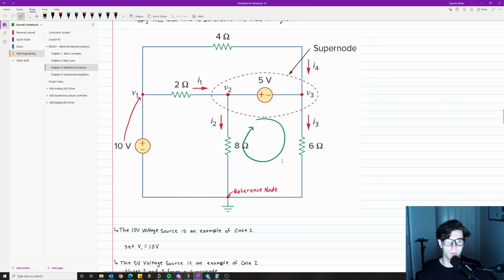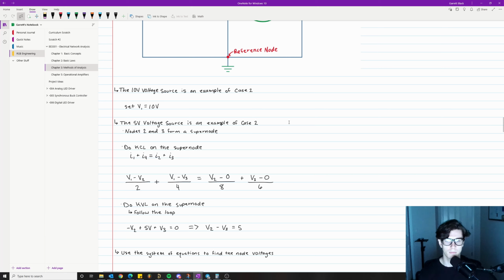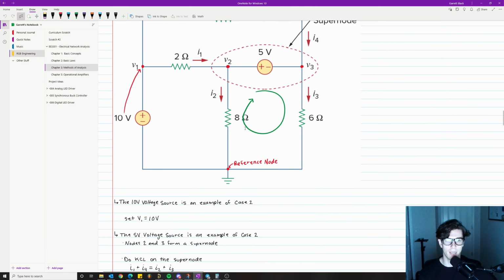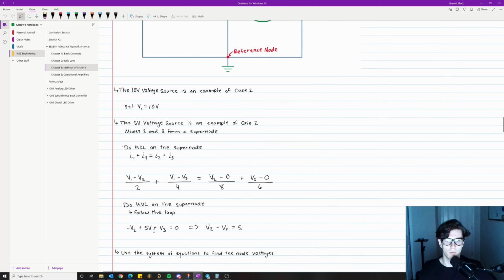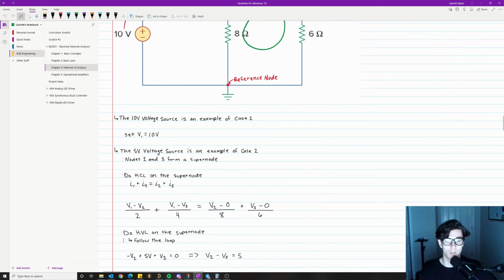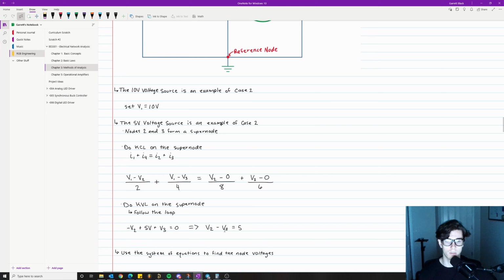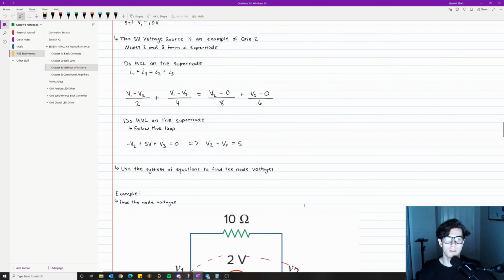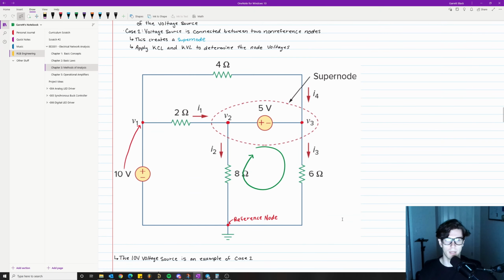So we're going to go around the loop this way, right? That means we have a V3 to 0, so positive and negative. That's positive V3 right here. Then we have a negative V2 because we're going minus here, plus here. And then we have a 5 volts, so we're going plus to minus right here. So this is what the Kirchhoff's voltage law equation looks like for the loop. Then we get V2 minus V3 equals 5 volts. Okay, so then all we do is use a system of equations to find the node voltages. And it's pretty much as simple as that.